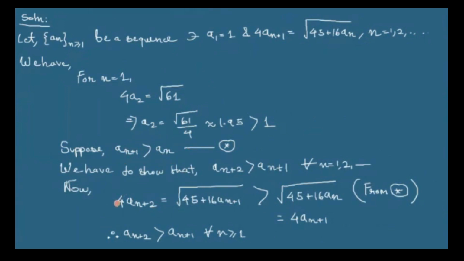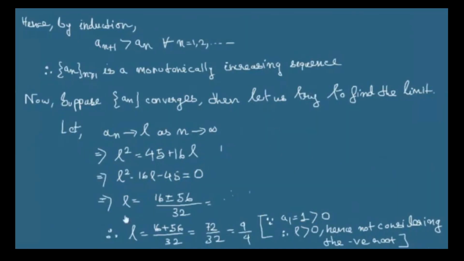So using this recursion relation, we get that 4a_{n+2} is equal to root of 45 plus 16a_{n+1}, which is greater than root 45 plus 16a_n, which is nothing but 4a_{n+1}. This follows from our assumption that a_{n+1} is greater than a_n. Hence we have proved that a_{n+2} is greater than a_{n+1} for all n greater than or equal to 1. So by the method of induction, we can say that a_{n+1} is greater than a_n for all n equal to 1 to infinity. That is, a_n is a monotonically increasing sequence.